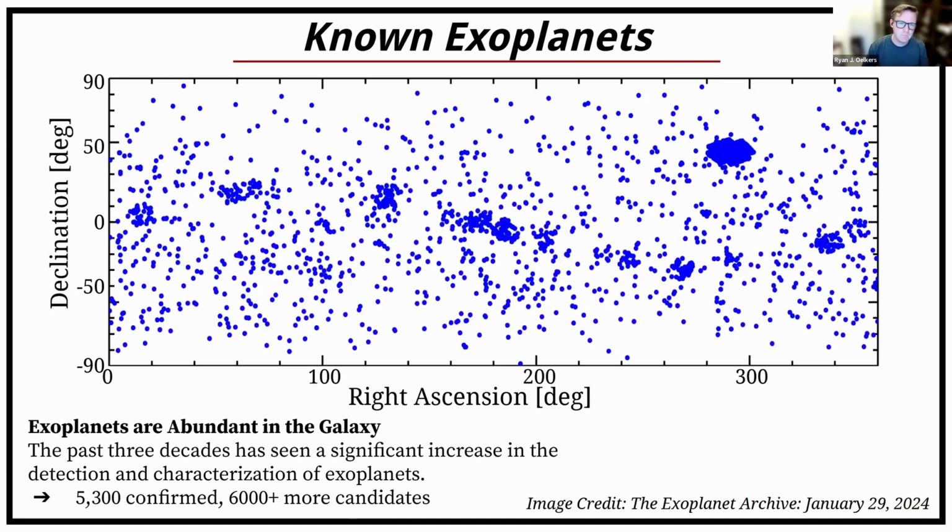And so the other thing we like to look at is this idea that planets are super abundant. We think something on the order of 1.5 planets exist around any given star.